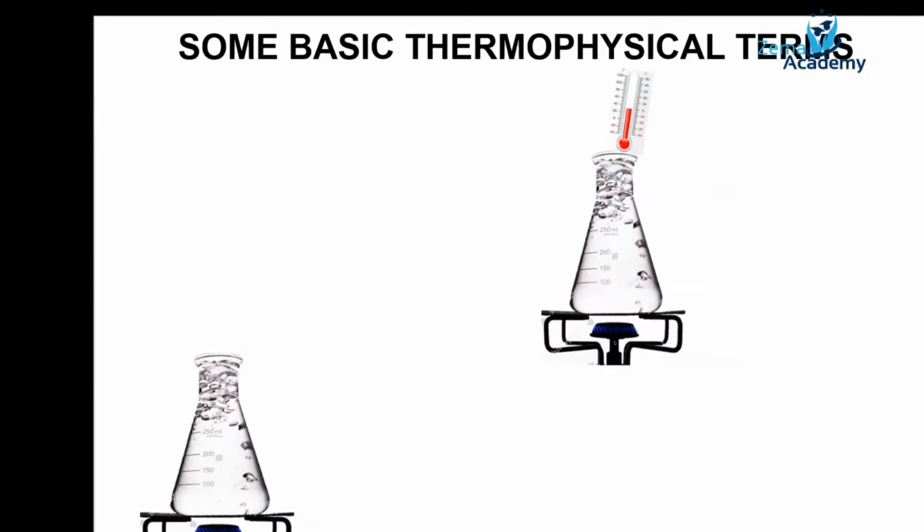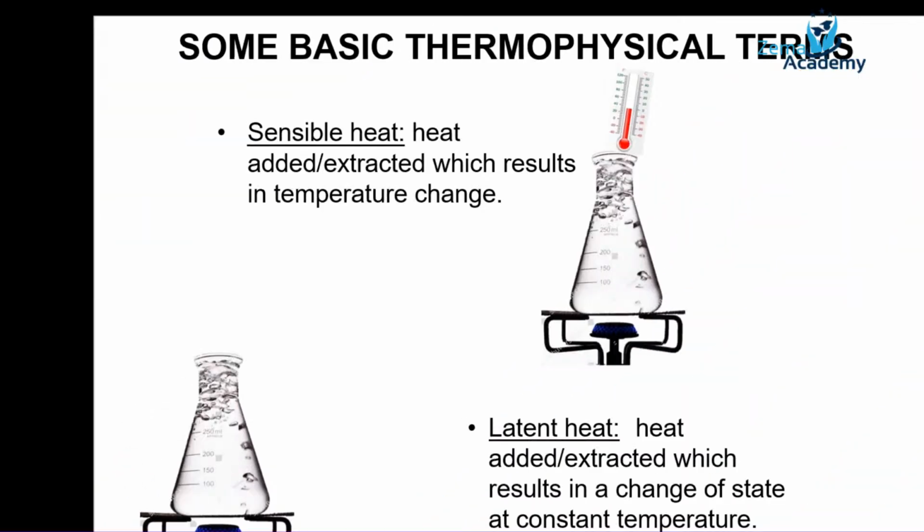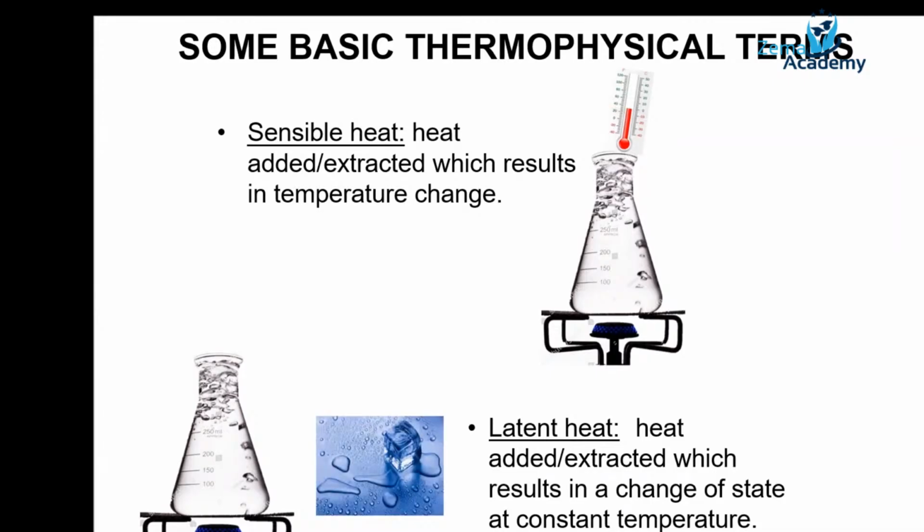I'm going to quickly go through some basic terms that you will come across in the refrigeration industry generally, like sensible heat and latent heat. They both deal with either heat extraction or heat added into a material, but one results in temperature change, only temperature change, and the other one results in state change. Okay, so the sensible heat results in temperature change, as opposed to the latent heat, which results in state change. And a good example of latent heat is ice melting.